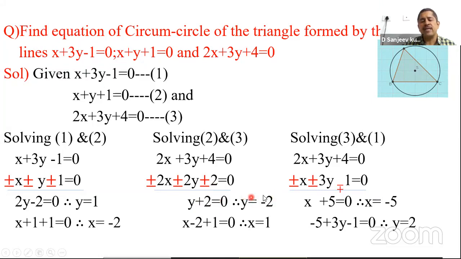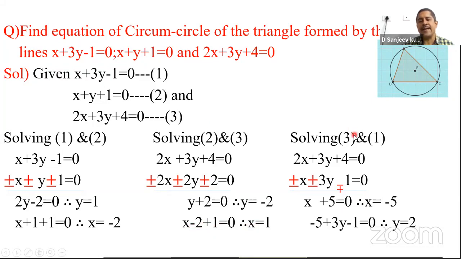So this value of y, you substitute in either equation 2 or equation 3. So I have substituted in equation 2 here. x plus y plus 1 is equal to 0. y value is minus 2. So x minus 2 plus 1 is equal to 0. So minus 2 plus 1 is minus 1. So x is equal to 1.